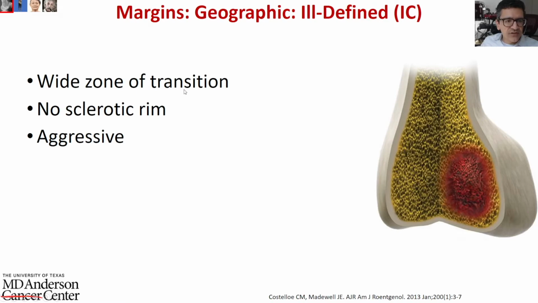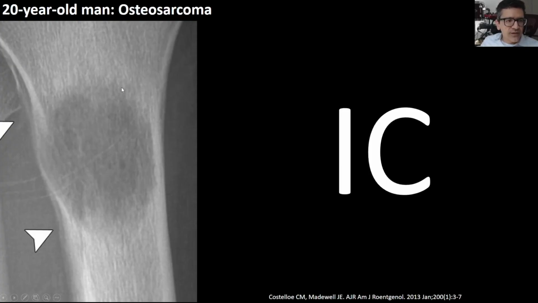These have a wider zone of transition, no sclerotic rim, and these are generally aggressive. This is a 20-year-old man with an osteosarcoma. Usually osteosarcomas have an osteoid or sclerotic matrix. We'll talk about this later, but this is just an aggressive lesion.